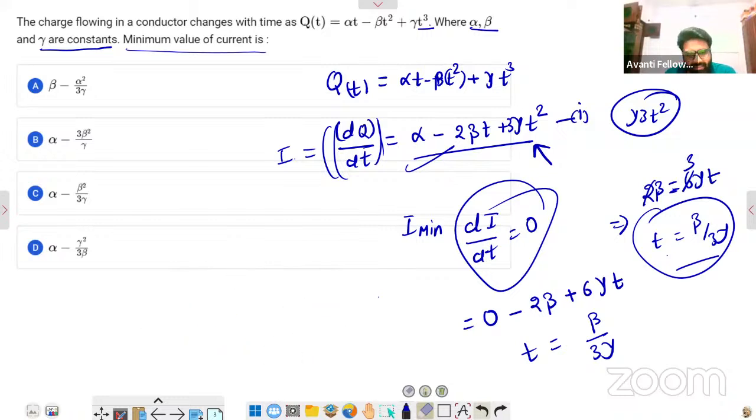Everyone is understanding this question, na? At any point of time, if you have any doubt, you can ask.